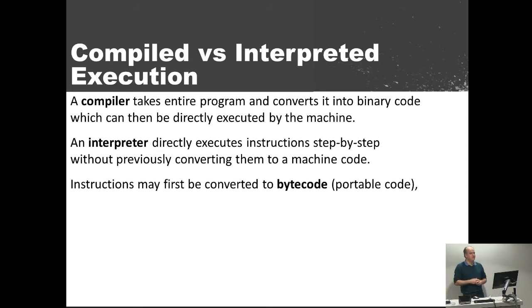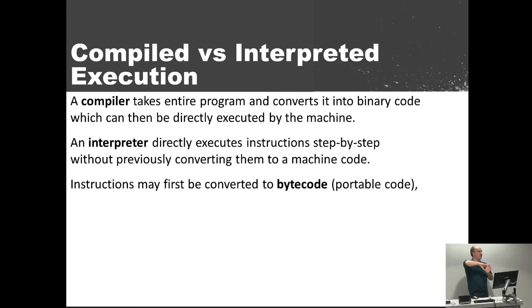There's a way to try to get the best of both worlds, which is to create something called bytecode or portable code. In that case, you have your program, which has been written in a given language, and what you are going to create is some kind of intermediate program. It's not a program that can be read by the machine directly, but already a lot of the conversion has been done.